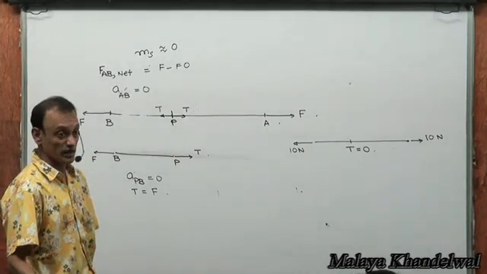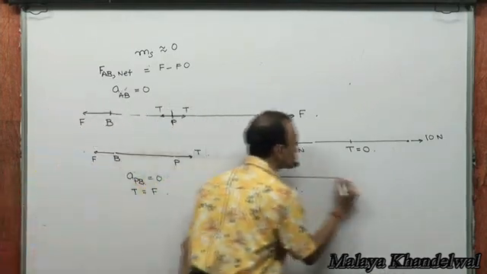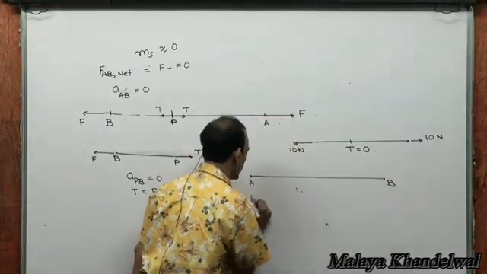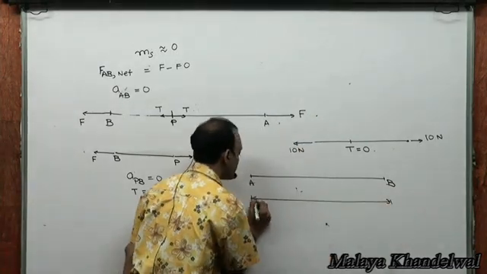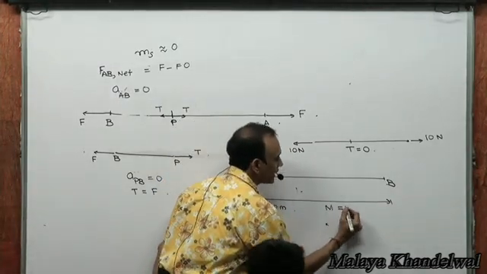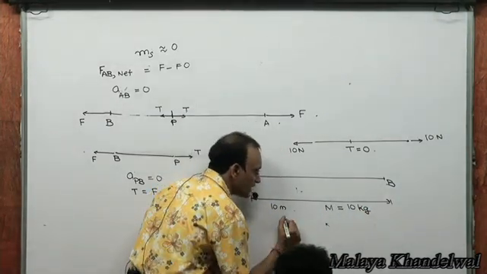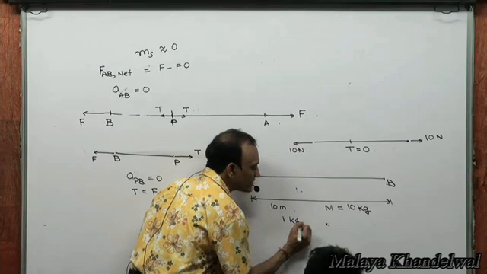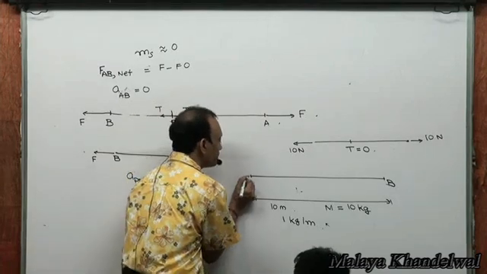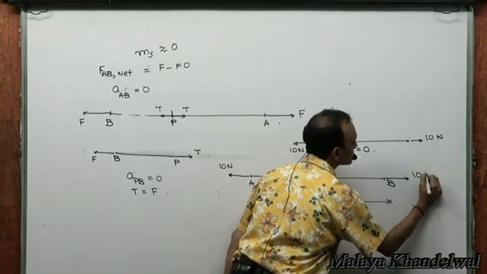In fact, in this case, even if the string was not light, even if the string had mass but was in equilibrium, say this is AB, if the string was of length 10 meters, and had a mass, uniform string, and had a mass 10 kg. That means its mass per unit length would be what? 1 kg per meter is the mass per unit length. And I'm pulling it with a force 10 newtons like this.